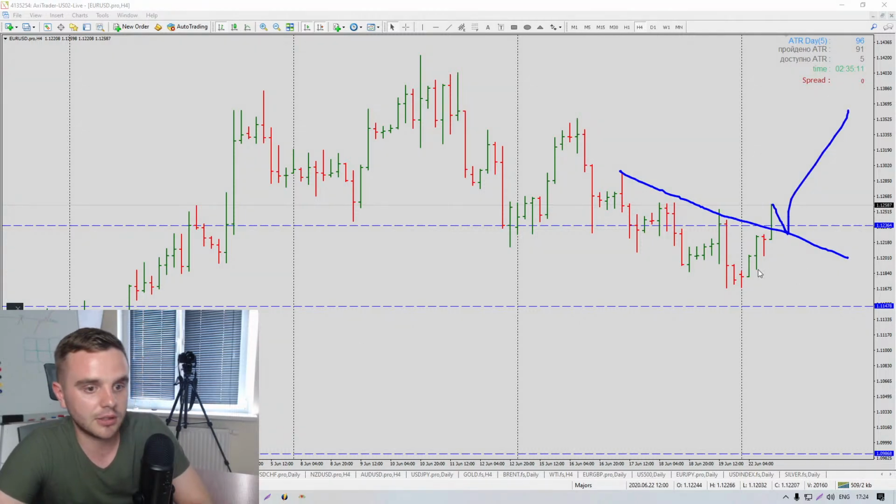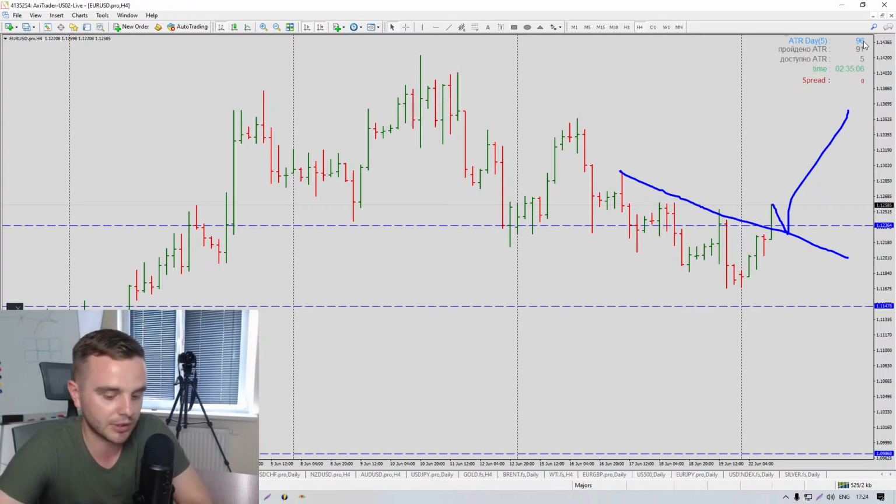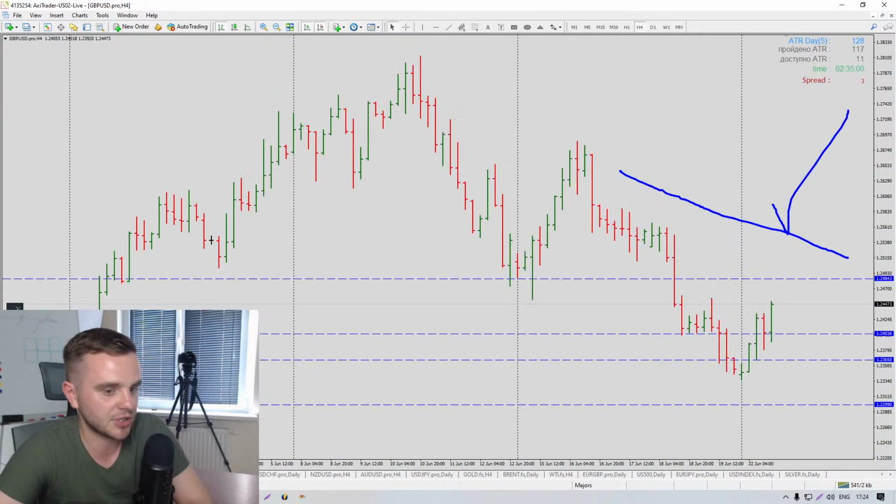That's why if some of you hold a buy position, hold it. At this moment I do not recommend you open a buy here, because price has already risen a full ATR. That's why a pullback can happen, especially at night. Okay, the next one is the British pound.